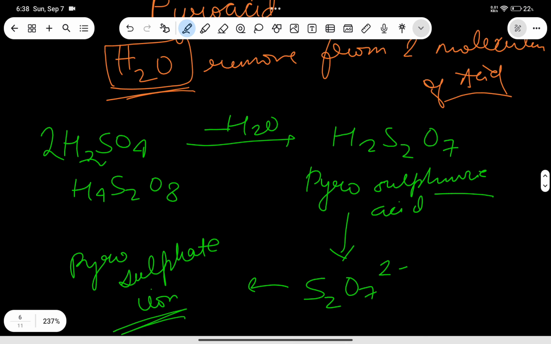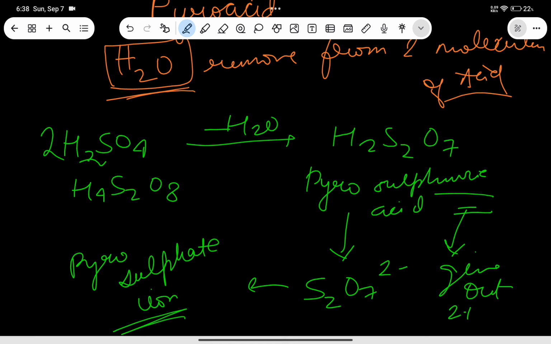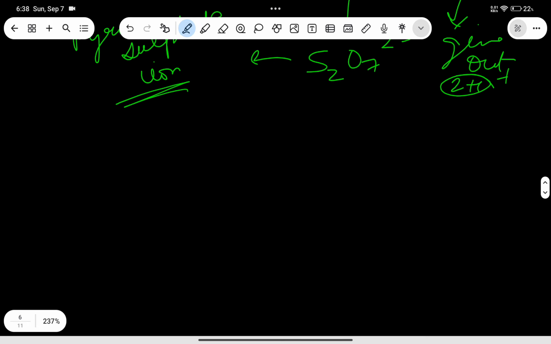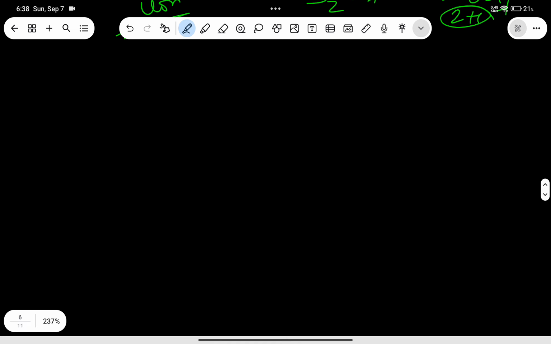See, this had the capability and capacity to actually give out 2 H plus ions. Therefore, this pyroacid was formed. But if it does not have the capacity to actually give out those two hydrogen ions, then that pyroacid won't be formed, right? Okay, so the next example that I can take here is silicic acid.